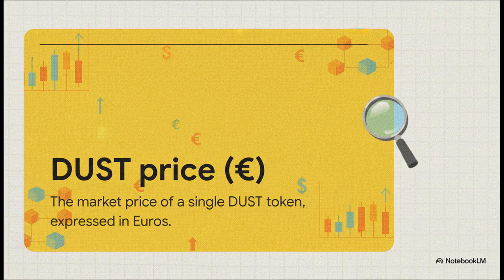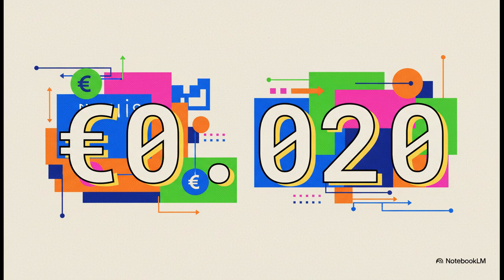Okay, so you're generating all this dust, but what's it actually worth, right? That's where the dust price in euros comes in. This is where you get to set the market price for a single dust token. The simulator kicks things off with a price of 2 euro cents per dust. And as you can probably guess, this is a huge variable. I mean, even a tiny little change to this number can create these massive ripple effects throughout all of your projections. It's a big one.